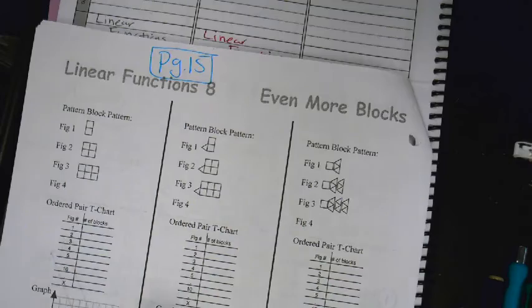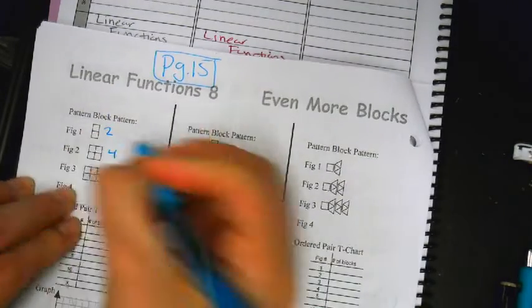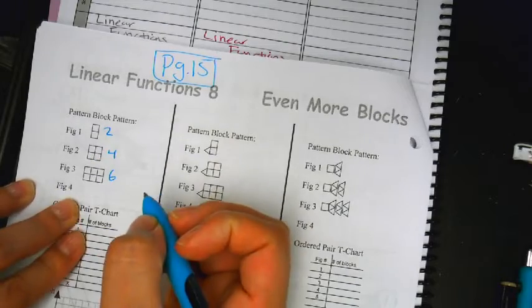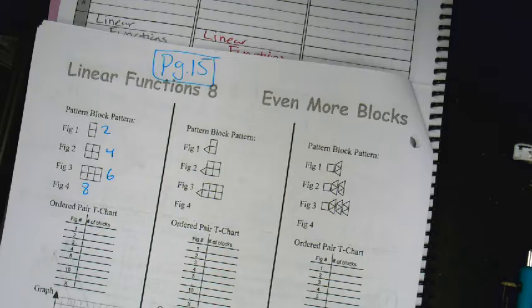On page 15, there are 2 blocks. How many in figure 2? 4. Figure 3? 6. Good. Figure 4? 8. All right. So, do you know what the rate of change is? 2x. Yes. So 2, 2x.